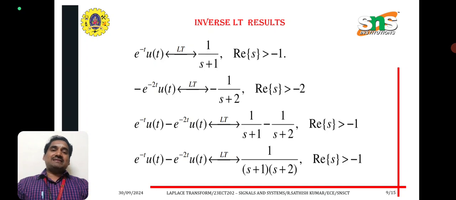E power minus t into u of t minus e power minus 2t into u of t, we can get 1 divided by s plus 1 minus 1 divided by s plus 2, when real of s should be greater than minus 1. That is, we can get 1 divided by s plus 1 into s plus 2, real of s should be greater than minus 1.